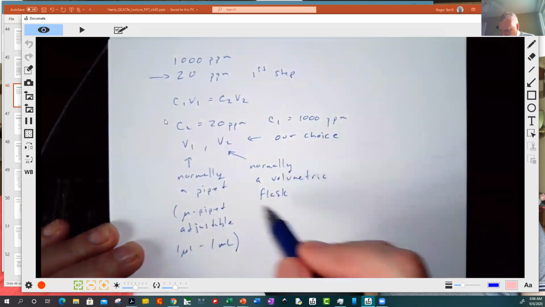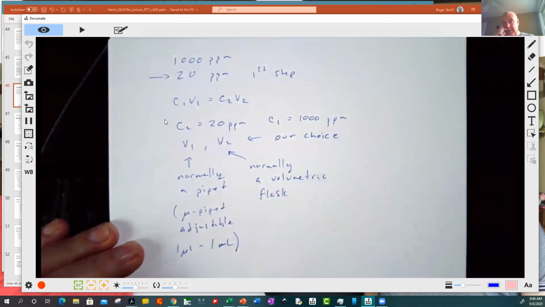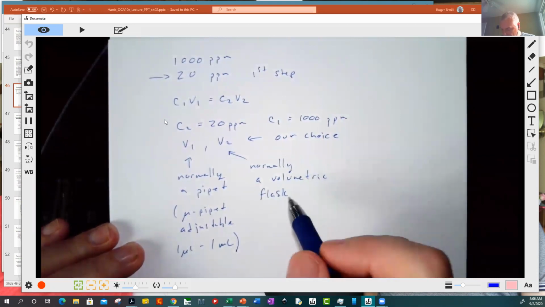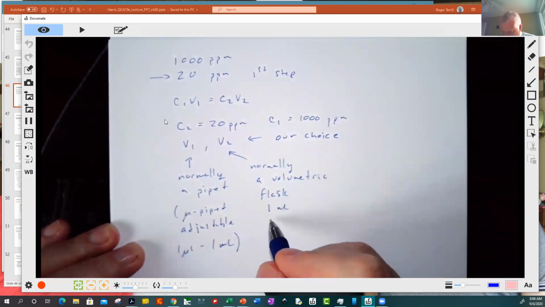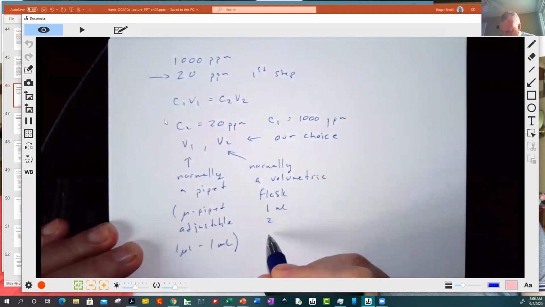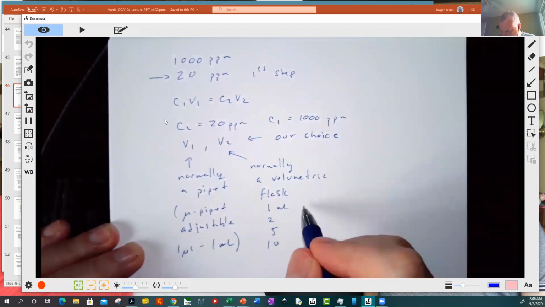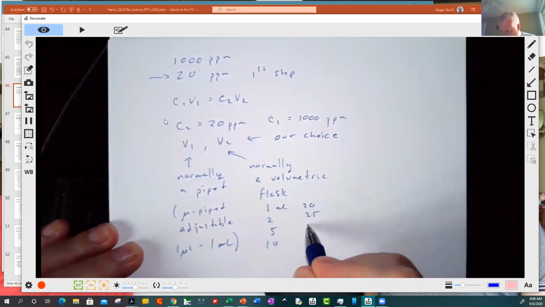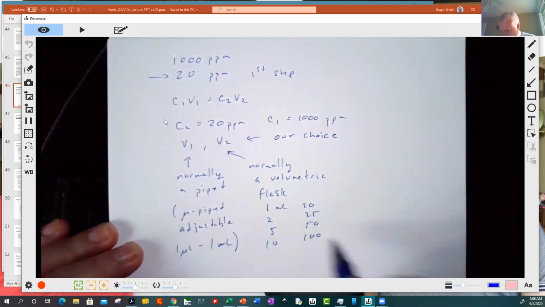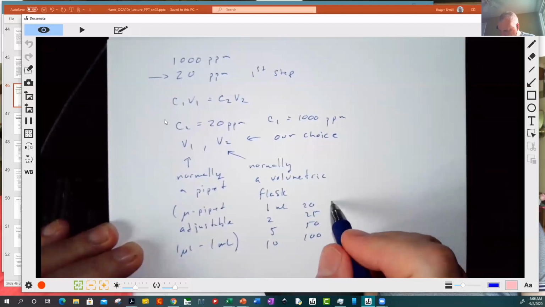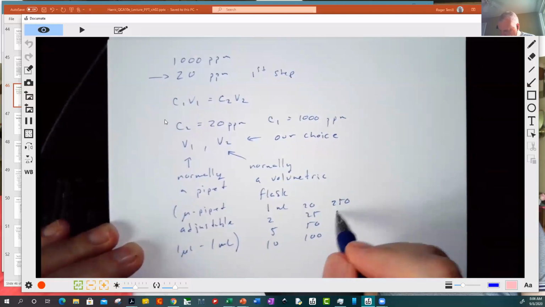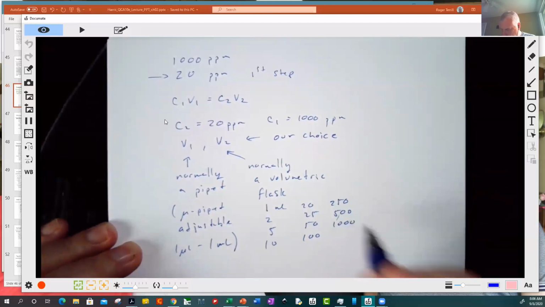But the final volume, if we're going to do this in a volumetric, more traditional way, is more constrained. At the very lowest end, we've got 1 mL. Then 2, 5, 10, 20, 25, 50, 100 mLs, and then 250, 500, 1000.